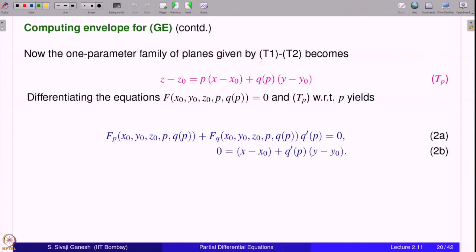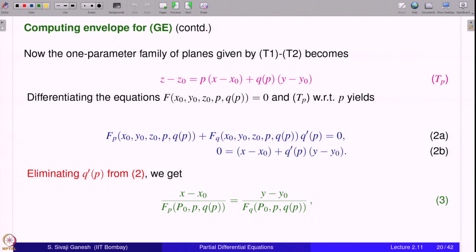These two equations: you differentiate this equation, you get 2A. Differentiate the 2P equation, you get 2B. From 2A and 2B, you can eliminate Q prime P, and we get this: X minus X naught, Y minus Y naught is proportional to FP, FQ. Okay, something we got. Now, what is this P naught, P, Q, P?